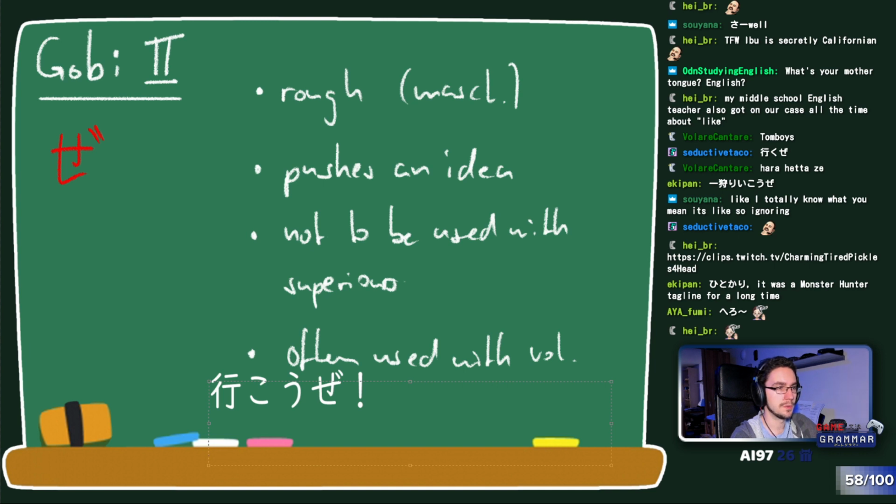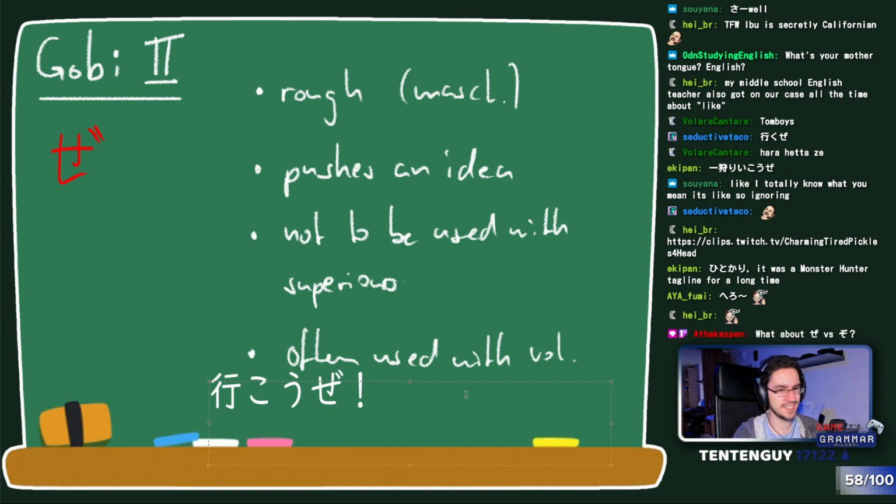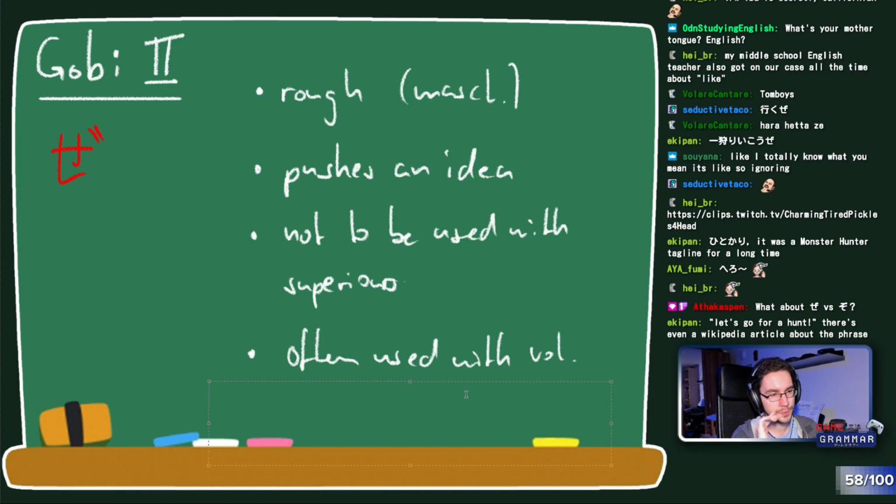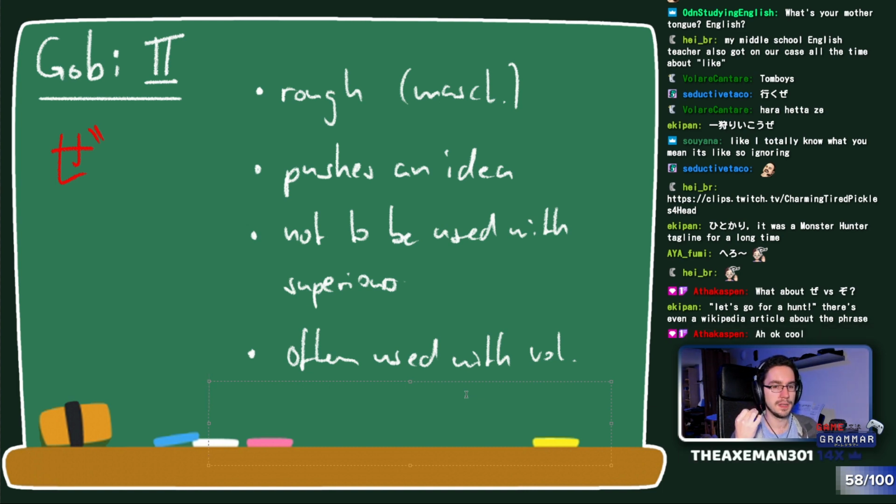What is another one? You can also use it to make sort of exclamatory statements. What about ze versus zo? So we're gonna talk about zo next. Ze versus zo is kind of tricky. I would say ze is more like pushing an idea, like the way they say ikuze. It's like you're trying to get across this idea.